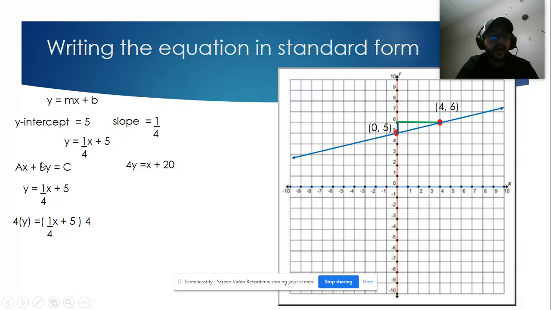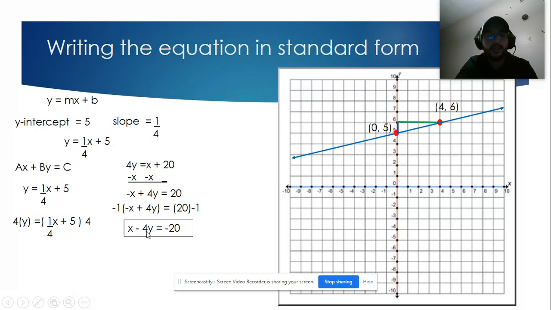Now that everything is a whole number, I need to make it look like this. So subtract x from both sides, so I have the x's and the y's on the left and the constants on the right. So I'm going to have -x plus 4y equals 20. Then how can I remove the negative? Multiplying everything by -1. So in this case it will be x minus 4y equals -20. And that's how you write it in standard form.